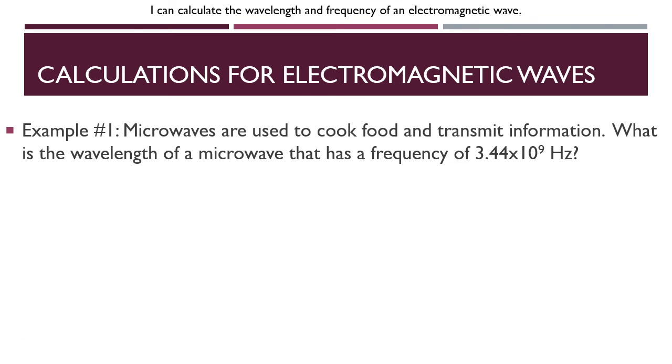All right, so example number 1. You'll notice on your note sheet that this question is already written out there. As we go through the example, you can just fill in the notes of how it's worked. You don't need to worry about writing the question. Example number 1: microwaves are used to cook food and transmit information. What is the wavelength of a microwave that has a frequency of 3.44 times 10 to the 9th hertz?